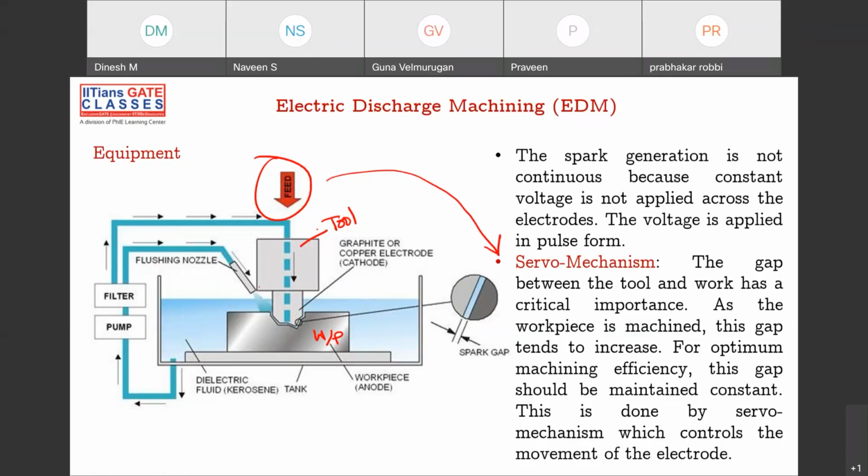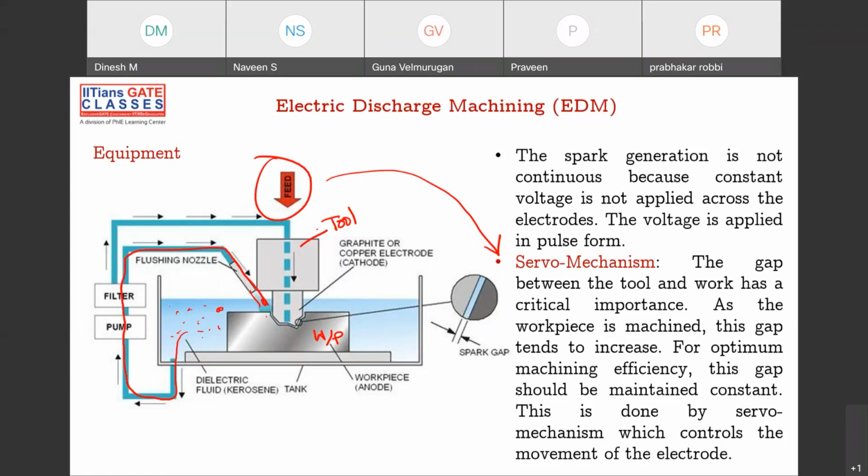Okay. Now again, same thing like the previous schematic. You see, there is a flush, and some material which is there. Material removal is already polluting this dielectric fluid, that is kerosene, and that dielectric fluid is taken here. Then it will go into a pump. Then there is a filter, and there is something like flushing.